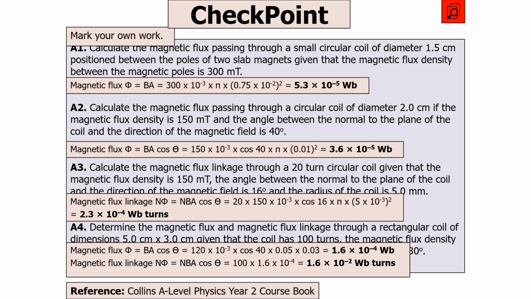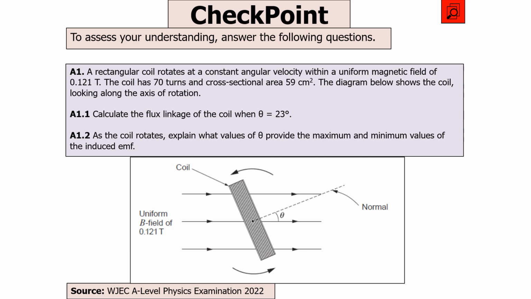The next question says, a rectangular coil rotates at a constant angular velocity within a uniform magnetic field of 0.121 teslas. The coil has 70 turns and a cross-sectional area of 49 centimeters squared. The diagram below shows the coil looking along the axis of rotation. Calculate the flux linkage of the coil when the angle is 23 degrees. Then as the coil rotates, explain what values of theta provide the maximum and minimum values of induced EMF. So pause the video now, then unpause the video when you want to go through your answer.